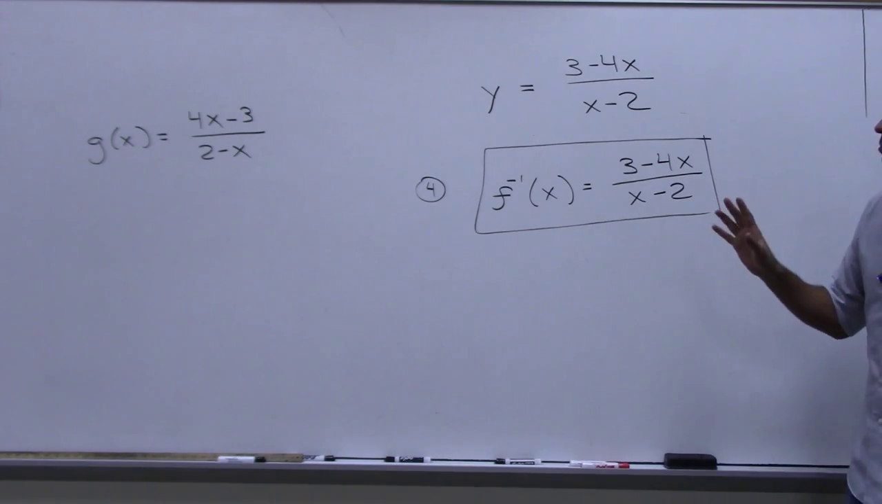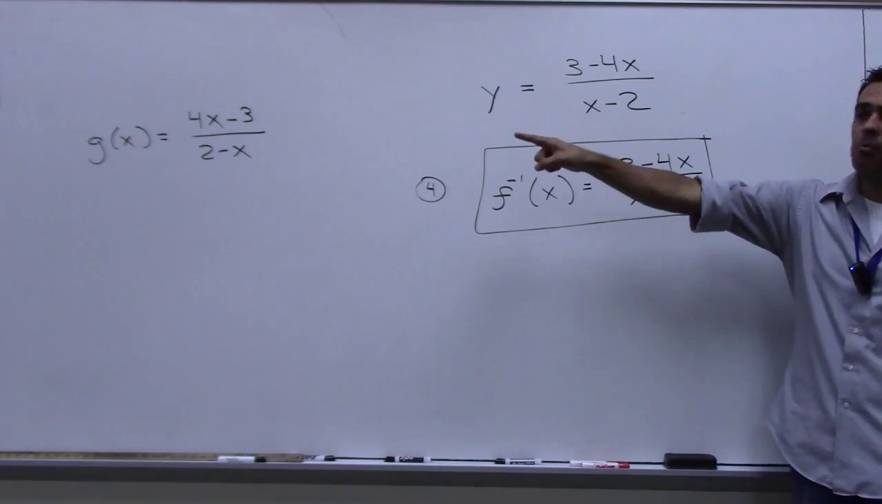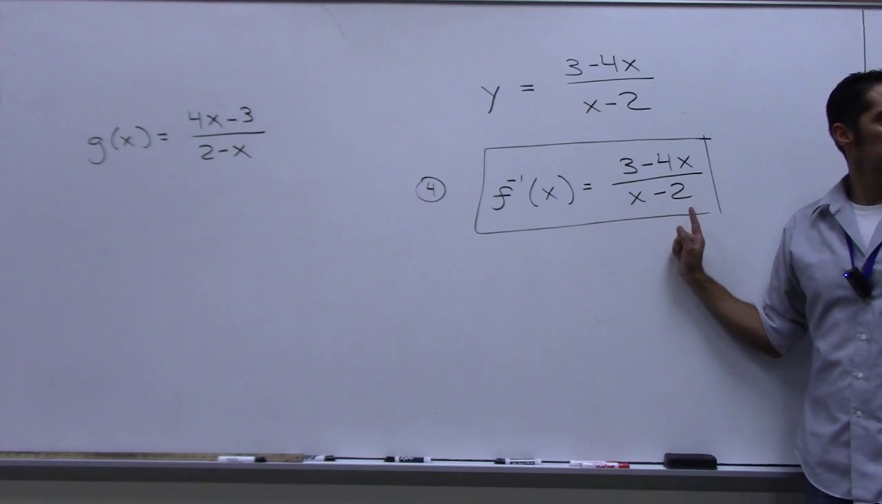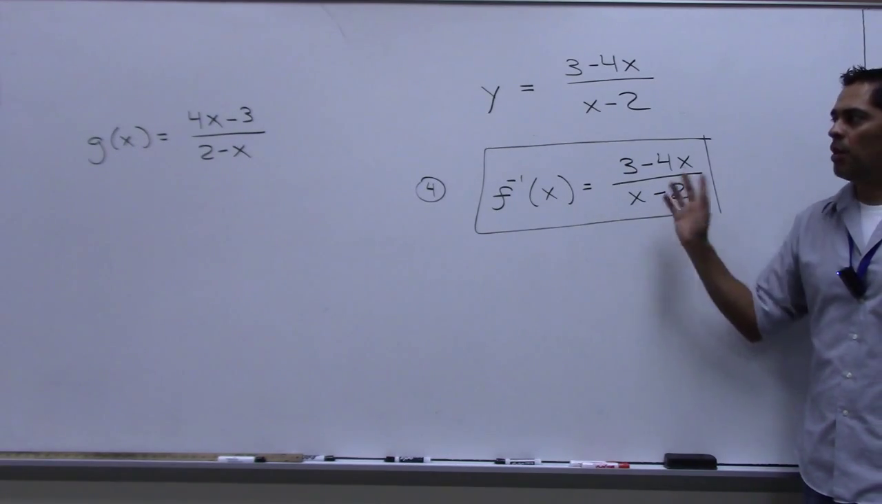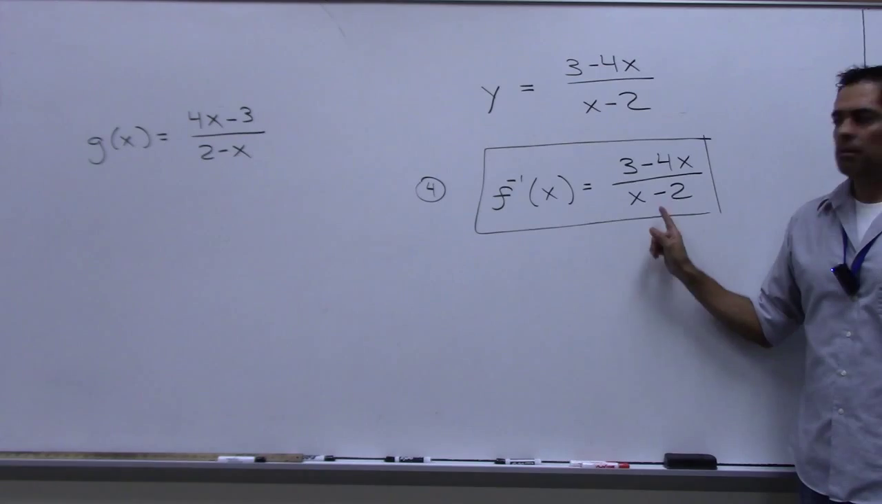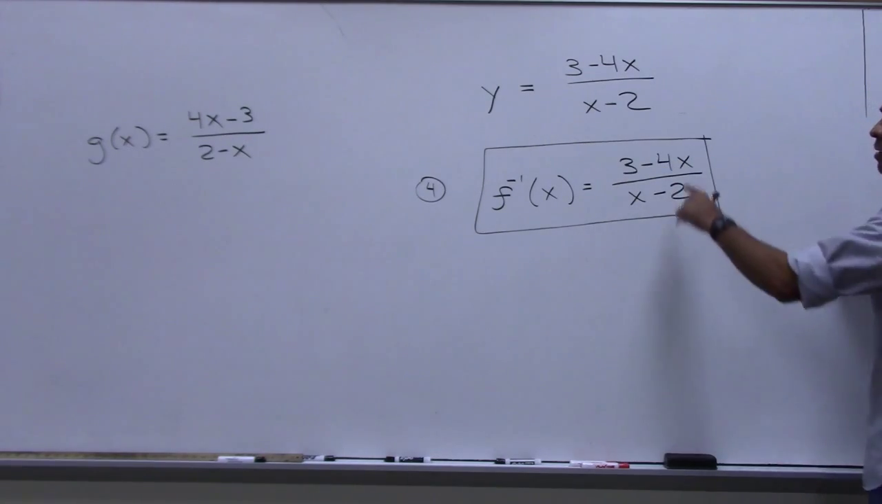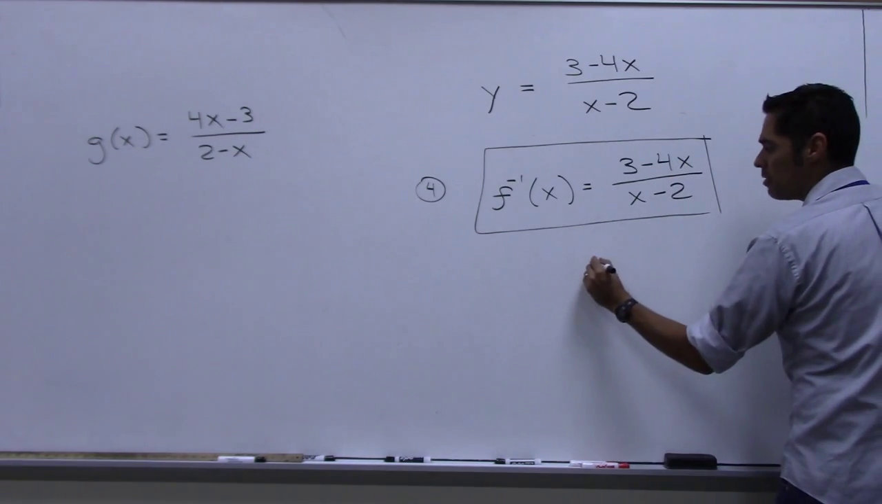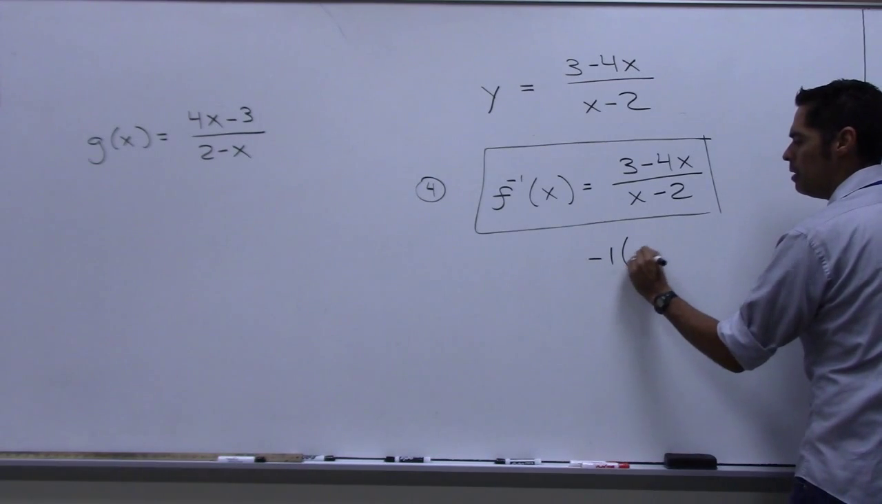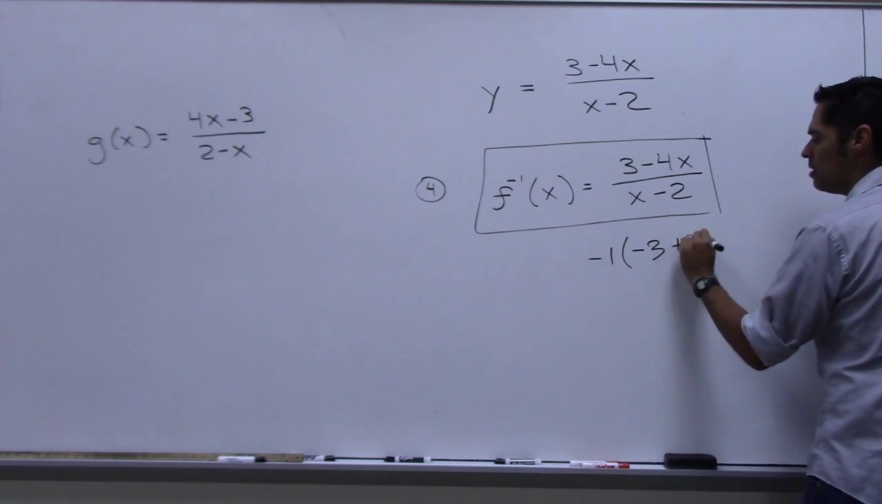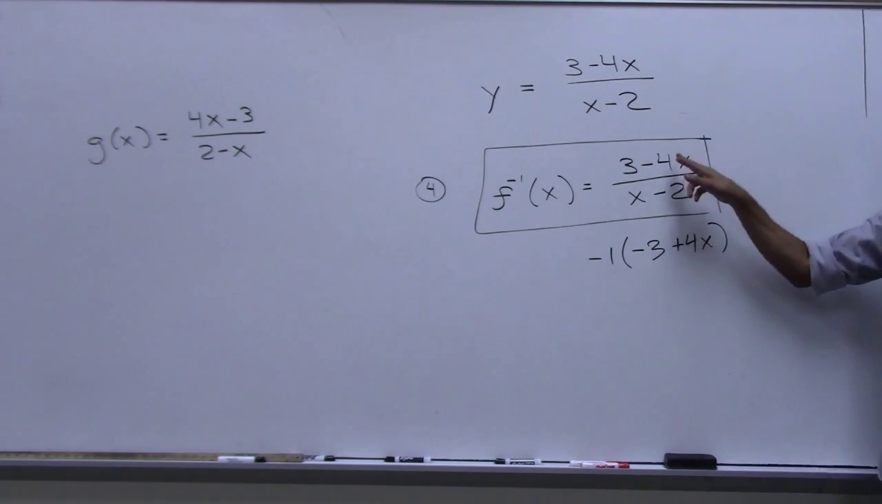So watch. What do you want me to do? You want me to turn this one into that one, or turn that one into this one? Which one do you want? Okay, so what I'm going to do is factor negative 1 out of the top, which changes the signs of what's on top, if I pull a negative 1 out.